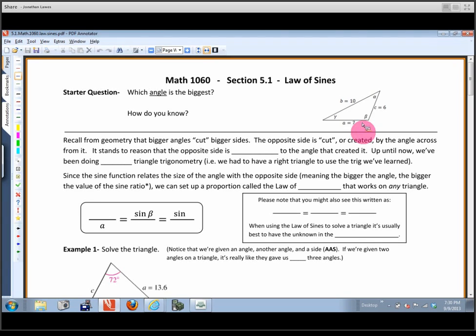Because you could look at this and tell that there's an angle right there that looks like it's the largest. But we want to back that up with how do you know. So if you need to pause the video for just a second and think about which angle is the biggest and then why, then when you come back, we'll take a look at this.